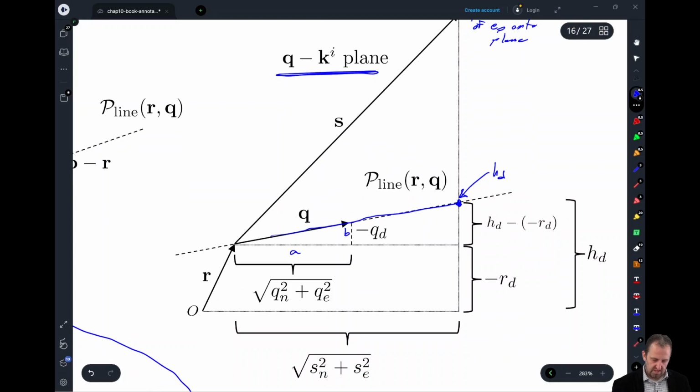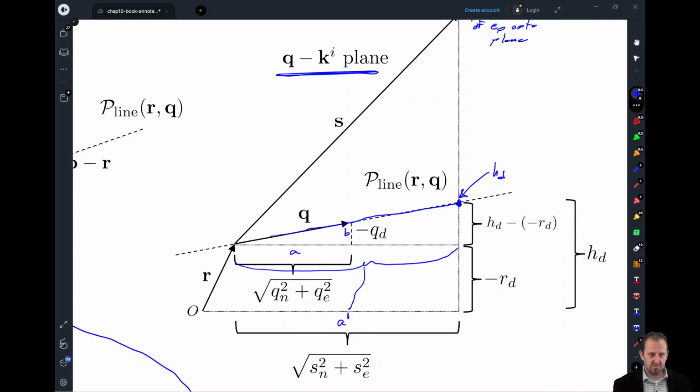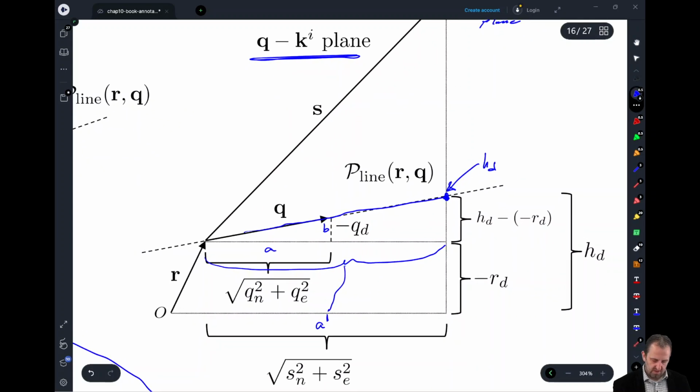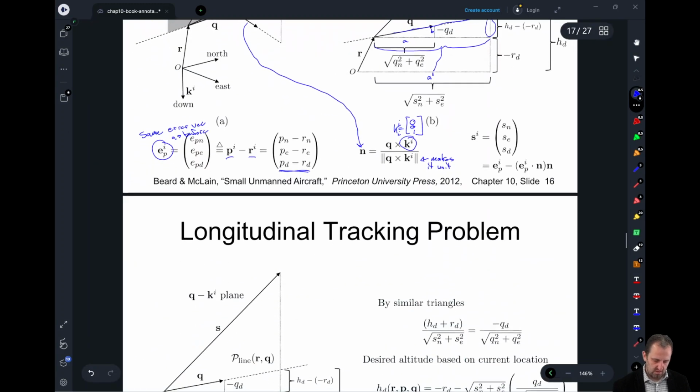Well, we know this component would be our A prime of the triangle, right? So again, this is our A prime. It's just going to be the magnitude of the north and east component of that projection. And so then all we have to do is solve for this guy, which we do on the next slide.